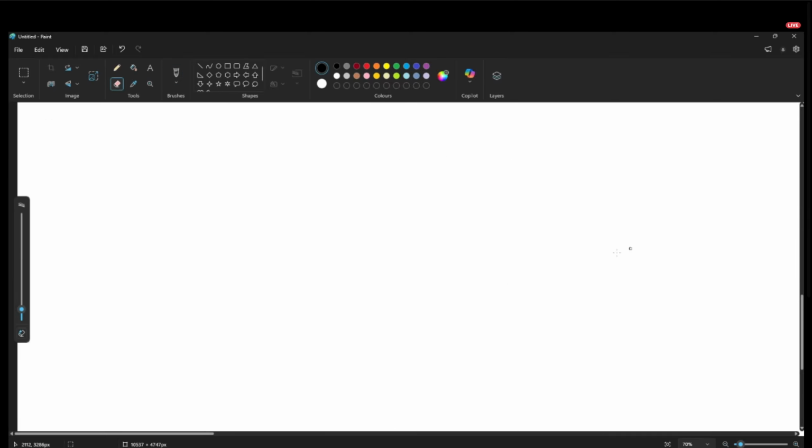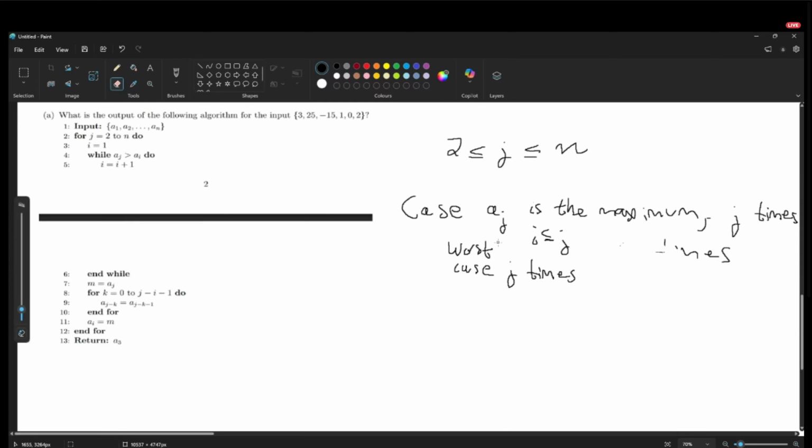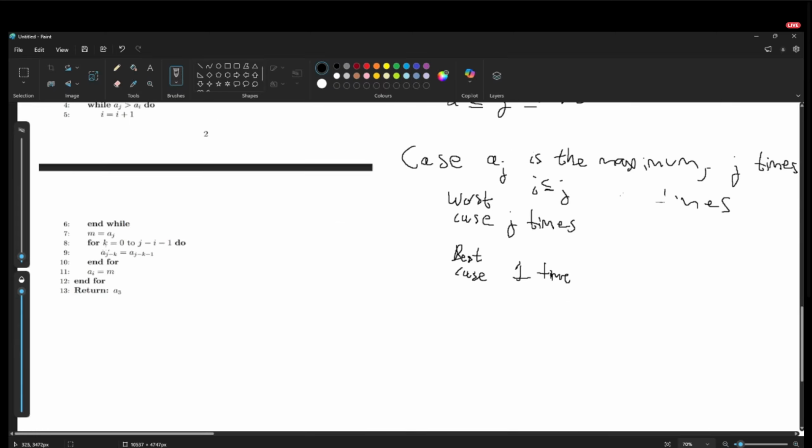I'll get rid of this so it's not as confusing. Now the best case is 1 time. Now for the second for loop, it's from k equals 0 to j minus i minus 1. So k is in between 0 and j minus i minus 1.